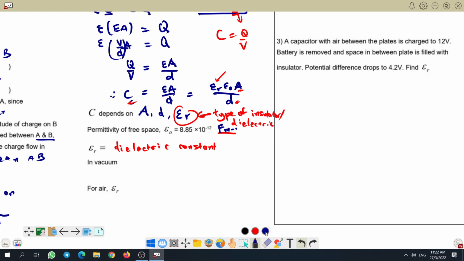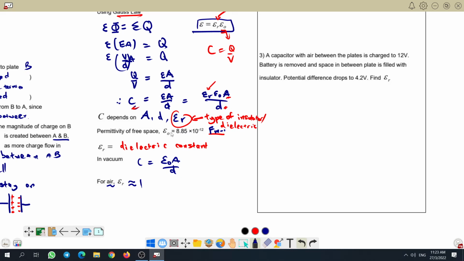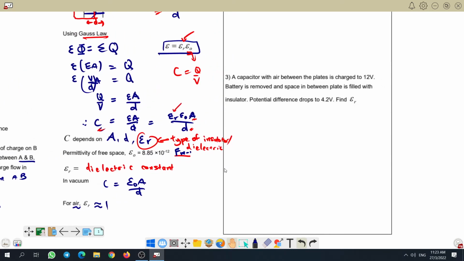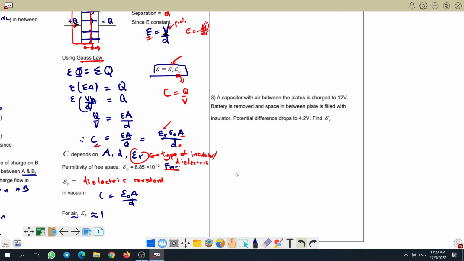Okay. So in vacuum, it's just epsilon naught A over D. For air, why not epsilon R? Because in vacuum you don't need epsilon R. Normally we don't purposely make a vacuum, we just leave it as air, but in air it is almost equal to 1 anyway. So you can use epsilon naught A over D. Later we will see how the insulator actually increases the charge. So vacuum and air are basically the same.